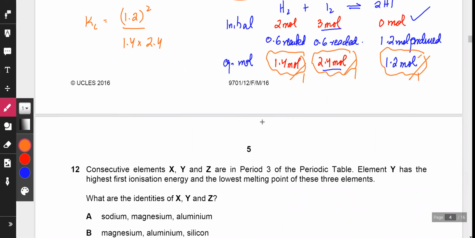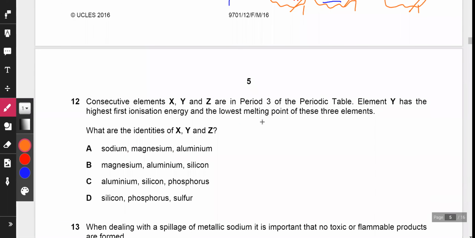Now, next one is, there are 3 consecutive elements in period 3. Element Y has the highest first ionization energy and the lowest melting point. So across period 3, what happens to ionization energies? Group 1 has the lowest. You move to the right. At group 3, there's going to be a dip, then 4, then 5, then at 6, there's going to be another dip, then there's going to be 7 and 8. So this is your period 3.